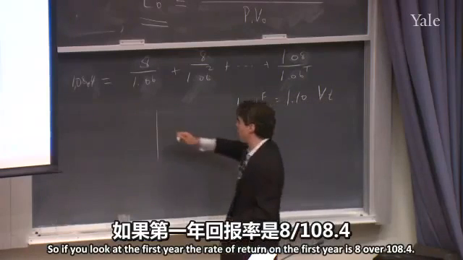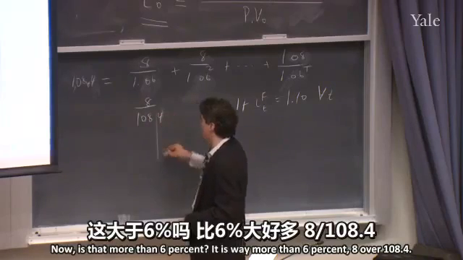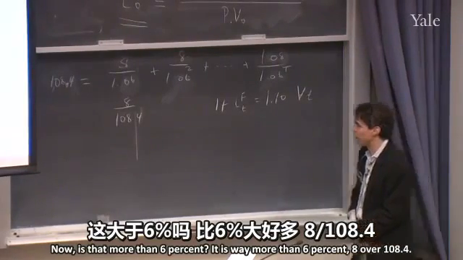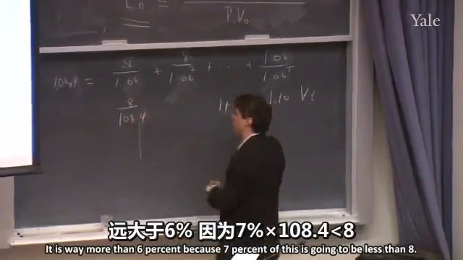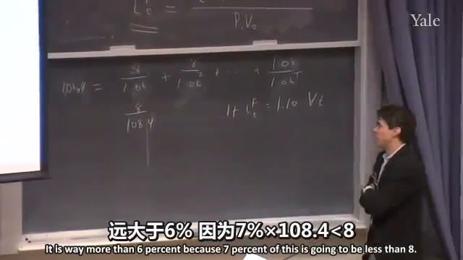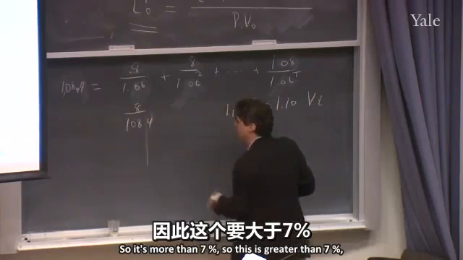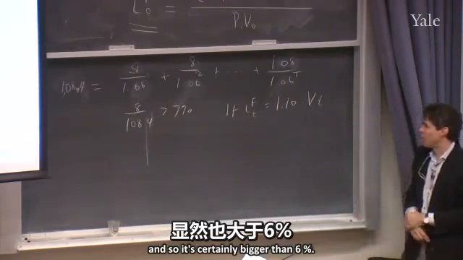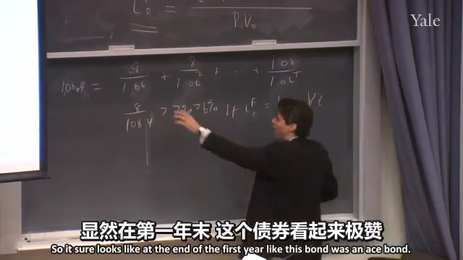So if you look at the first year, the rate of return is 8 over 108.4. Now, is that more than 6%? It's way more than 6%. 7% of this is going to be less than 8, so it's more than 7%. So this is greater than 7%, and it's certainly bigger than 6%. So it sure looks like at the end of the first year, this bond was an ace bond.